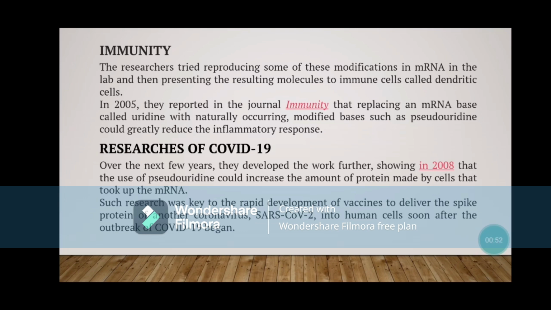Over the next few years, about 3 years later, they developed the work further, showing in 2008 that the use of pseudouridine could increase the amount of protein made by cells that took up the mRNA. Such research was key to the rapid development of vaccines to deliver the spike proteins of the coronavirus SARS-CoV-2, which causes COVID-19 disease, into human cells soon after the outbreak of COVID-19 began.